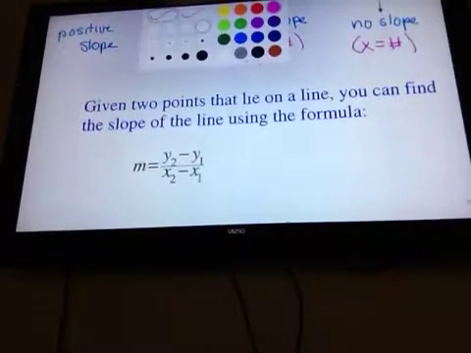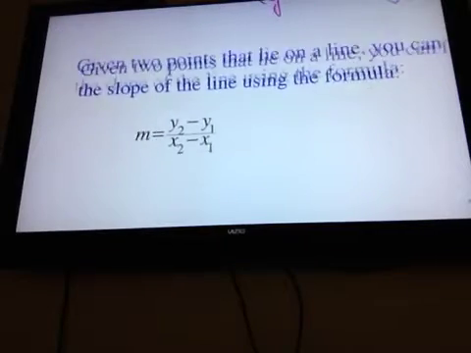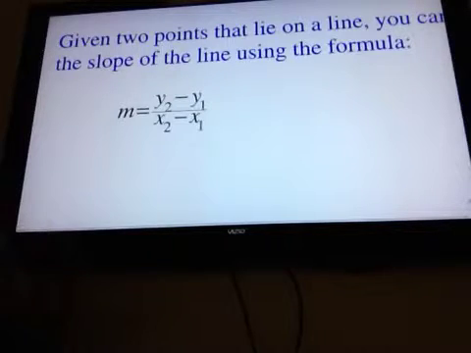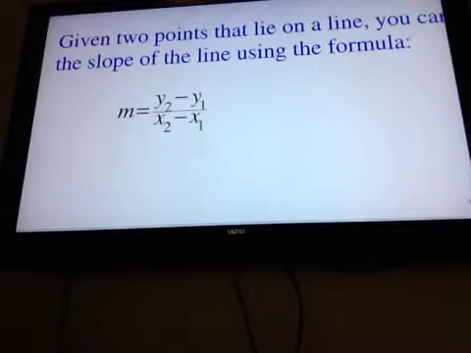Given any two ordered pairs, two points that lie on a line, because a line has an infinite number, but as long as I have 2, I can find the slope by using the formula. Yes, you need to memorize the formula. It's very simple. Those little 2's and 1's are not important. Just remember y minus y over x minus x. Subtraction, y's on top, x's on the bottom. So the most missed thing that people do in finding the slope is that they flip it. They put the x's on top and y's on the bottom.